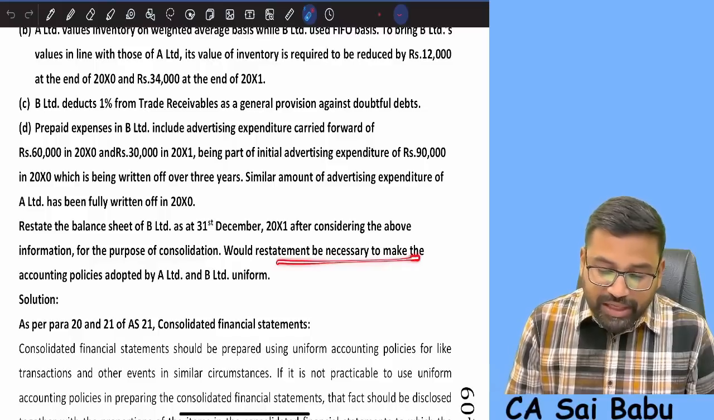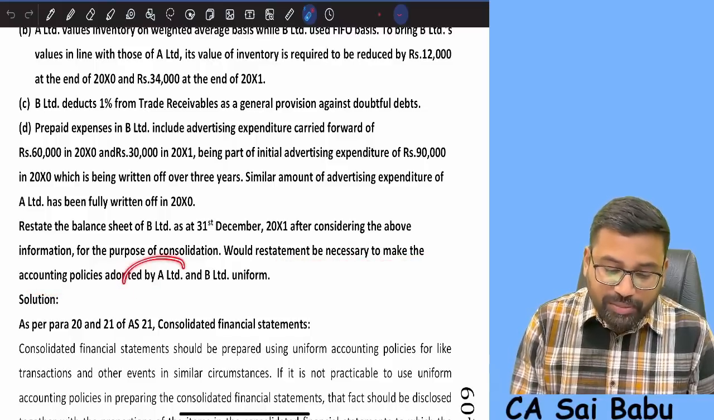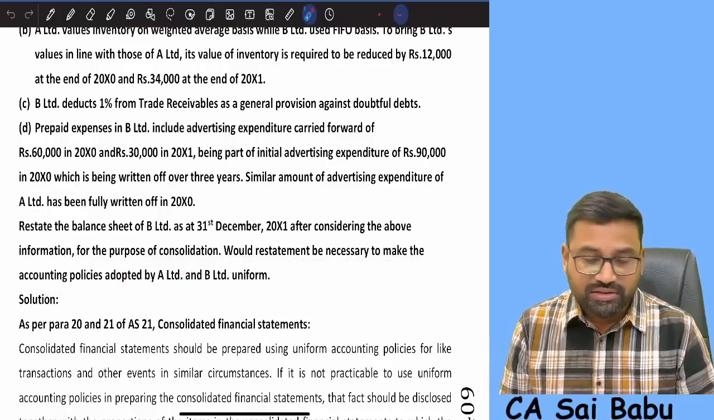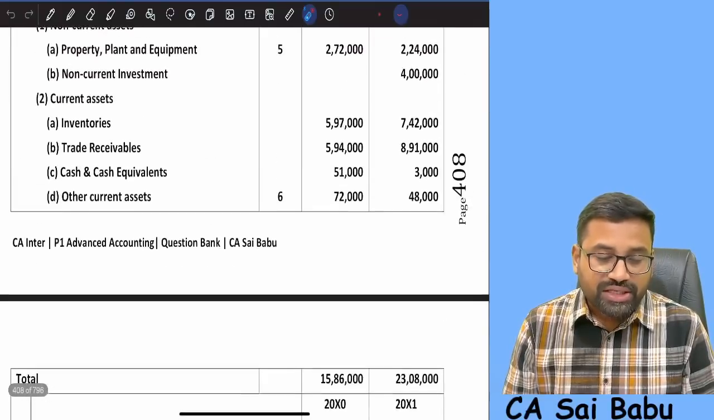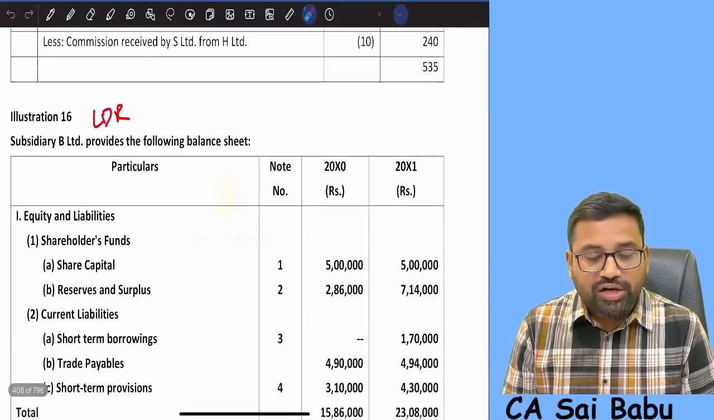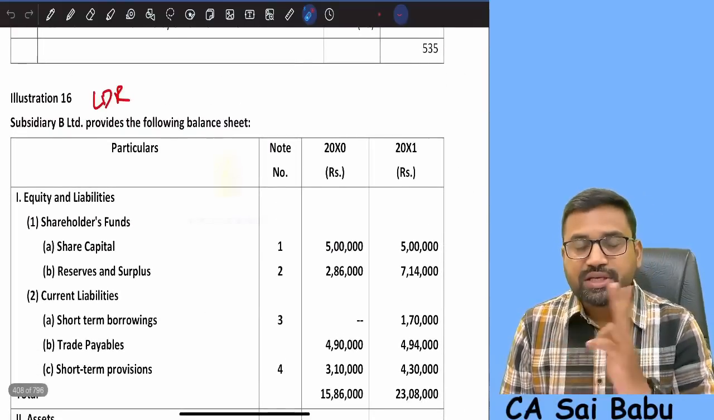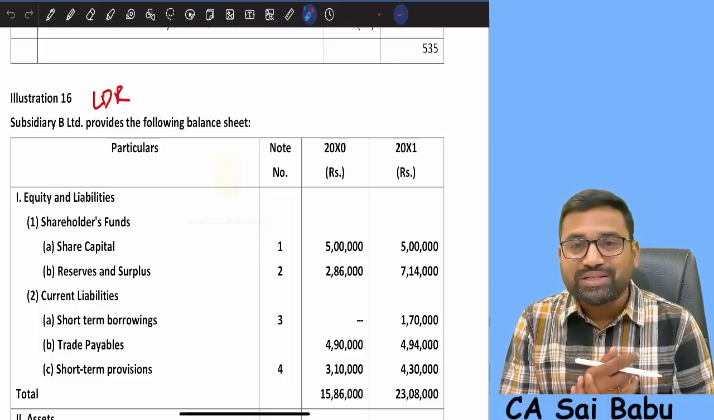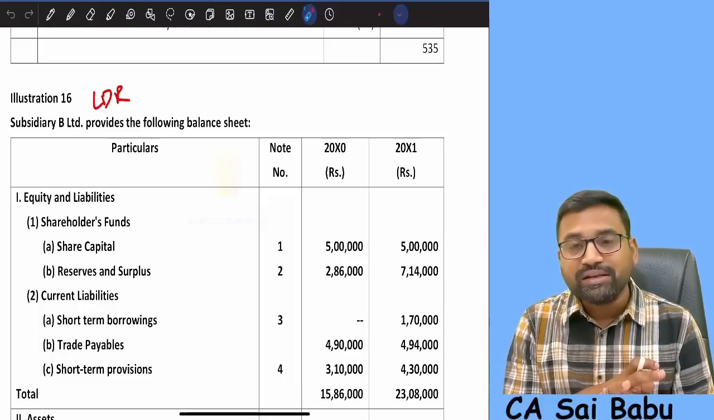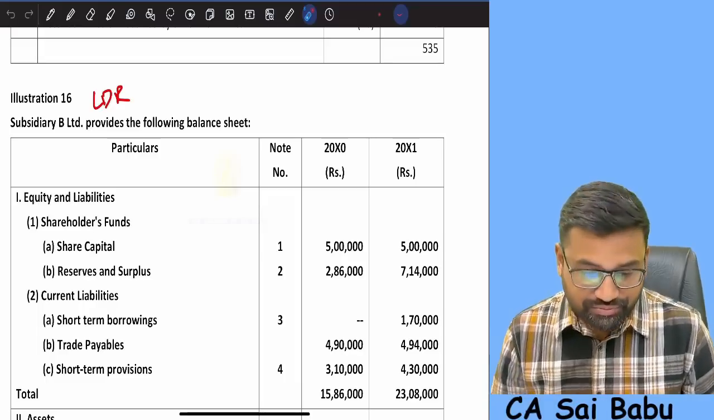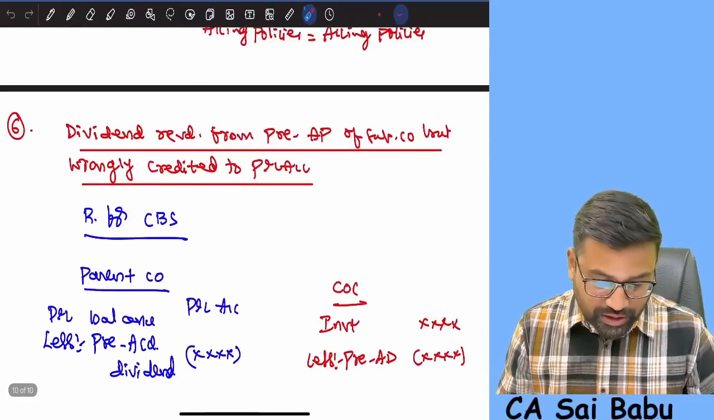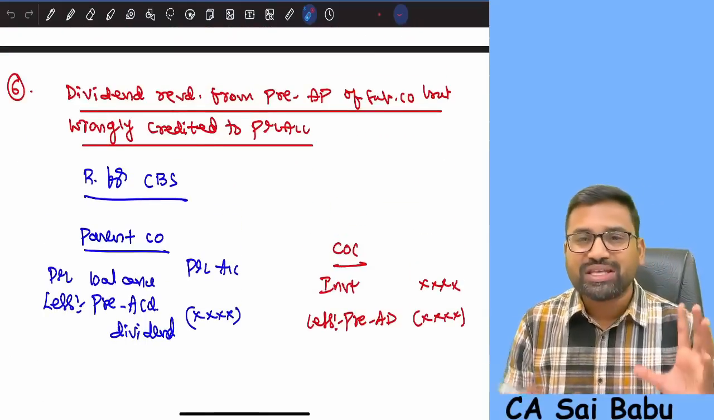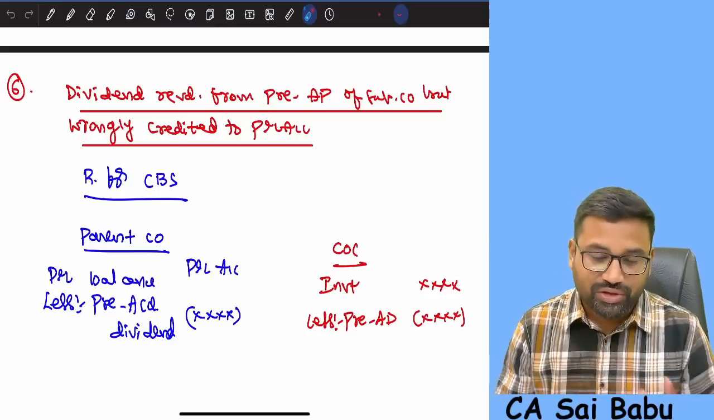Would restatement be necessary to make the accounting policies adopted by A Limited and B Limited uniform? Yes. So whenever you are doing consolidation, if the subsidiary company accounting policies are not in accordance with the parent company accounting policies, first you need to convert the financial statements of the subsidiary into the parent's policies and then consider it for consolidation. Okay. So these are the important adjustments. Sixth one I already covered. These are a few important adjustments in consolidation chapters.